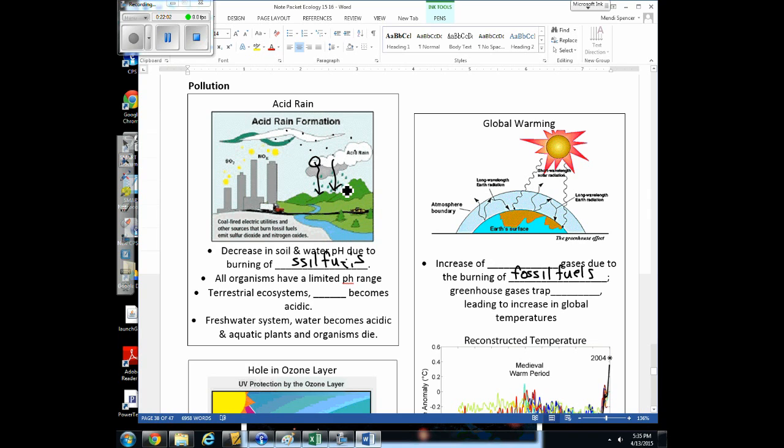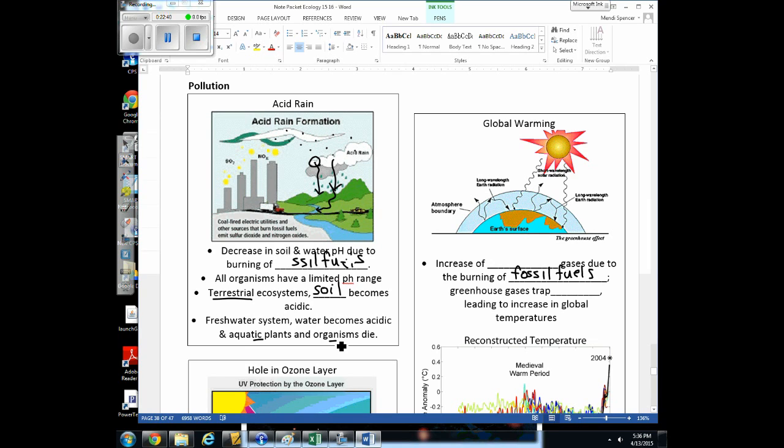We've already talked about how organisms have to maintain homeostasis. All organisms have a limited pH range that they're tolerant to. So in this situation, terrestrial means land. Whenever that rain comes down with that lower pH, then the soil becomes acidic and the plants can't survive. Again, you're eliminating that biomass on that first trophic level, which is going to affect all the other organisms on the next trophic levels. With the freshwater ecosystems, all this water eventually runs into a freshwater ecosystem, and so that water becomes too acidic, and so you're going to have the loss of plants, and fish can't tolerate those lower pHs.